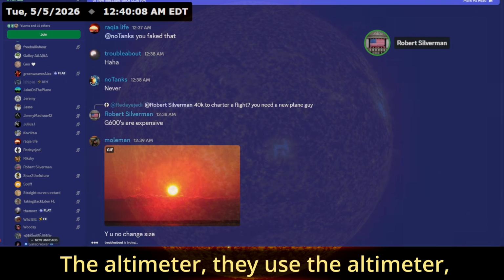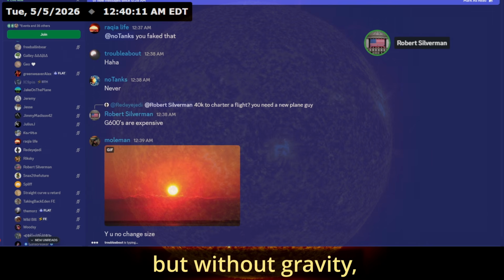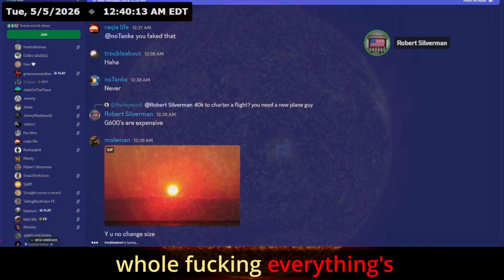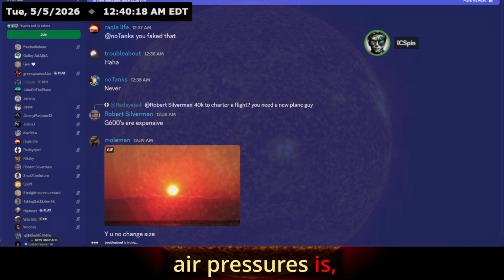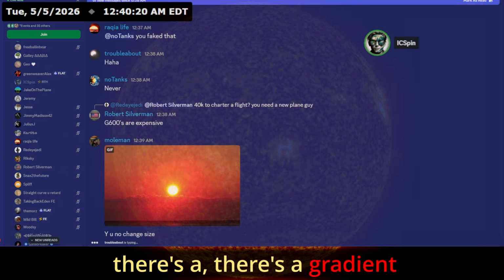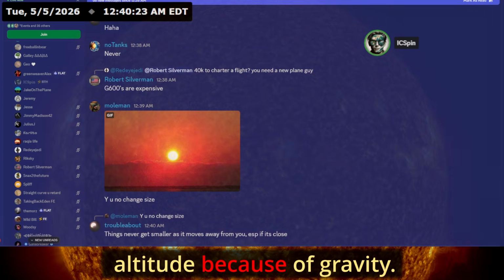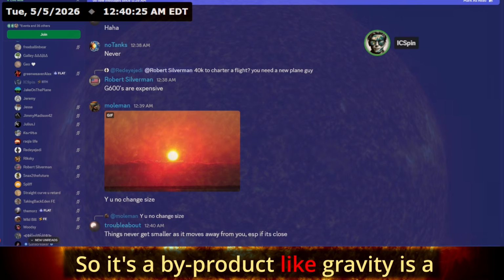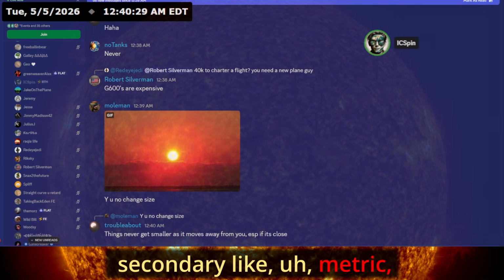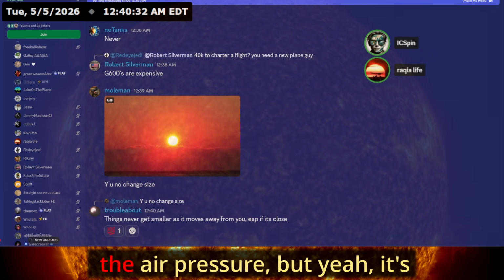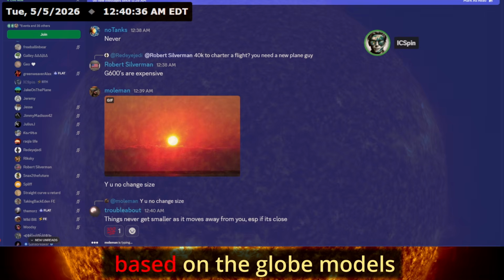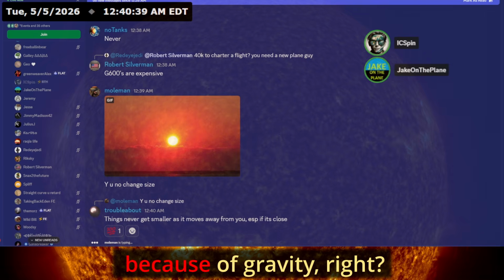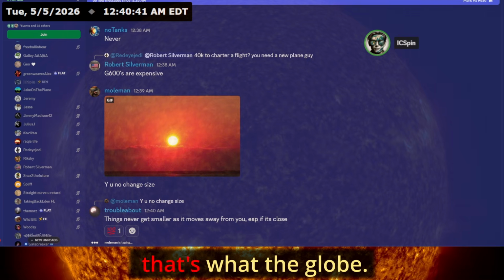Not the altimeter. They use the altimeter, but without gravity, everything's off, buddy. They need gravity. The idea is that there's a gradient of air pressure based on your altitude because of gravity, so it's a byproduct. Gravity is a secondary metric, I guess, but it's based on the air pressure. But yeah, it's held to the Earth based on the globe model, as an internal critique, because of gravity, right? That's what the globe says.